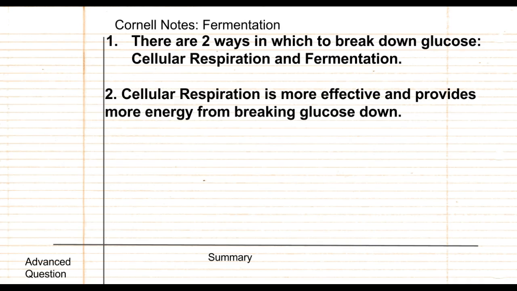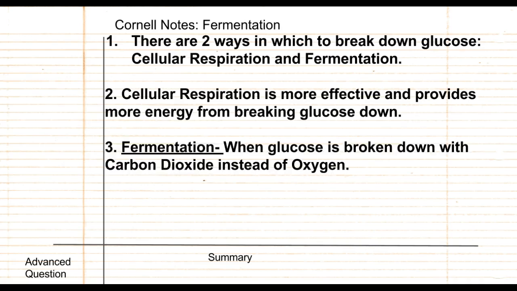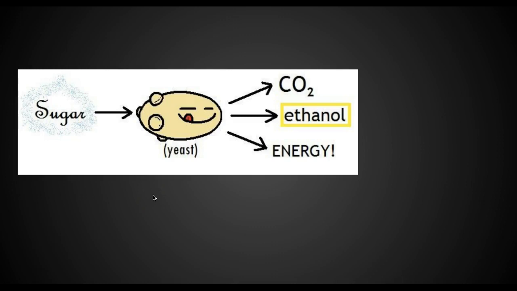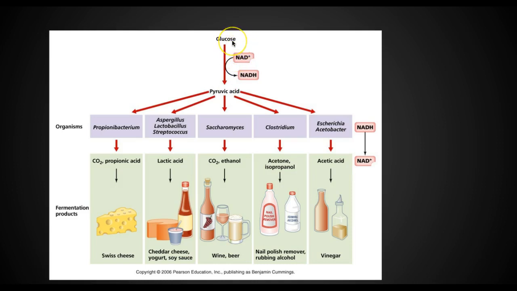Alright, now moving on to number three. Fermentation is when glucose is broken down with carbon dioxide instead of oxygen. Let's look at another picture of this. An organism that uses exclusive fermentation, like yeast, the stuff that we put in bread to make it nice and puffy, eats sugar just like we do, and then it releases carbon dioxide again, and also ethanol and energy. In this picture here, you'll see how glucose can be digested by different kinds of organisms or creatures. These are the names of the creatures or organisms that are small.